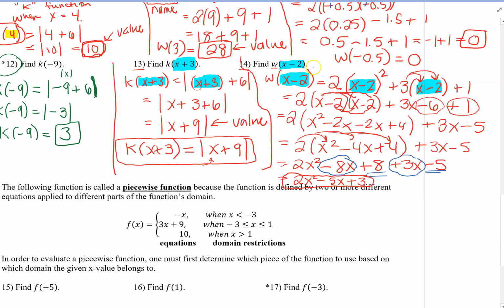The name for my answer was w of x minus 2, and that is equal to, or has a value of, 2x squared minus 5x plus 3. Again, because my input had an x in it, my final answer also had x's in it. It wasn't a number, it was just a new expression.